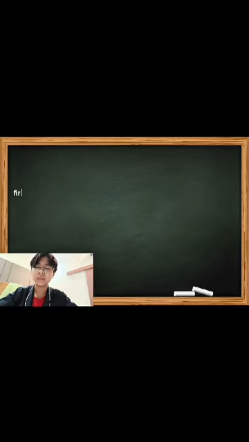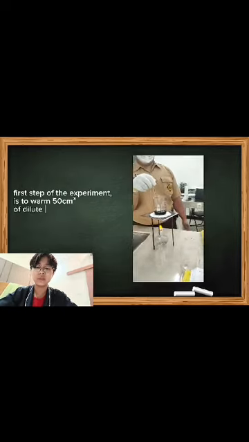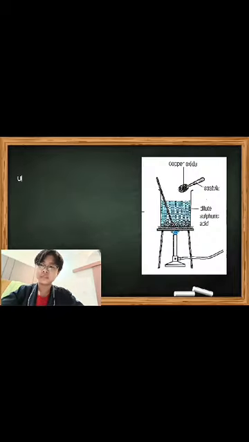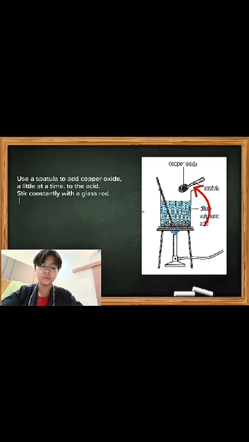Okay, so the first step of the experiment is to warm 50 cm³ of dilute sulfuric acid in a beaker gently. Avoid boiling it. Then the next step is to use a spatula to add copper oxide a little at a time to the acid. Stir it constantly with a glass rod. Continue adding the copper oxide and stirring it until there is excess copper oxide in the beaker.